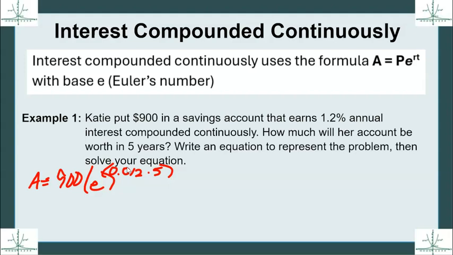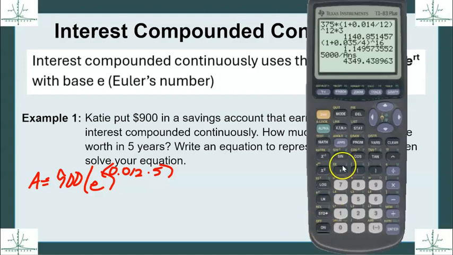Now to solve it, I'm going to grab my calculator again. So I have 900 times, and then Euler's number. So I could hit second division, or I can hit second ln, the natural log button, and that's going to put that as base E raised to a certain power in parentheses. And then I have 0.012 times 5 end parentheses.